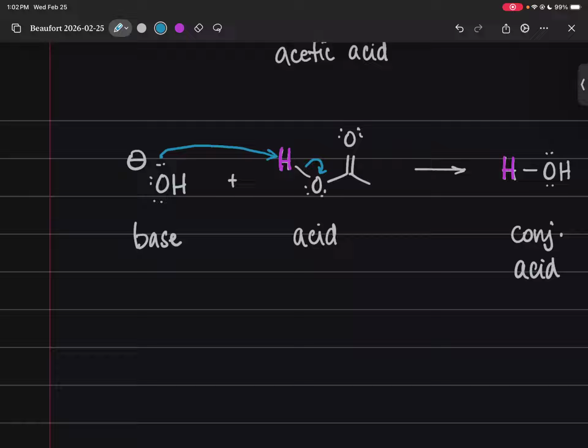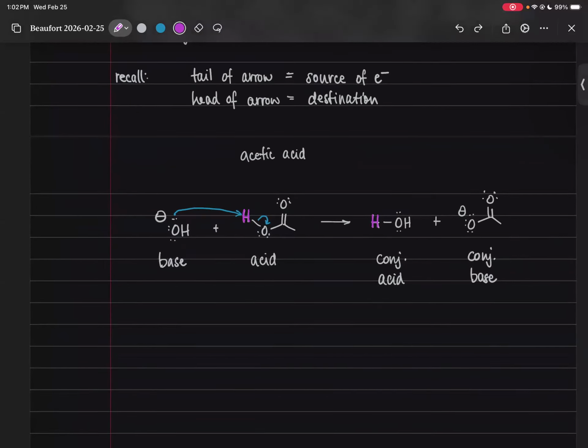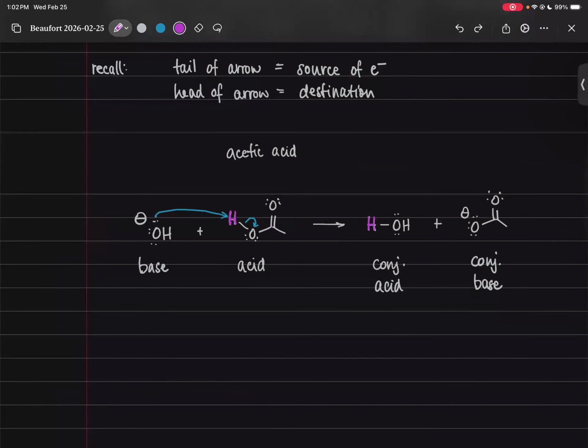A common mistake is to try to draw the arrow coming from the hydrogen toward the oxygen. You can't do that because the hydrogen is a proton, H plus, and it doesn't have any electrons. You can't draw an arrow from somewhere that has no electrons, because the arrows show the movement of electrons, not the movement of atoms.